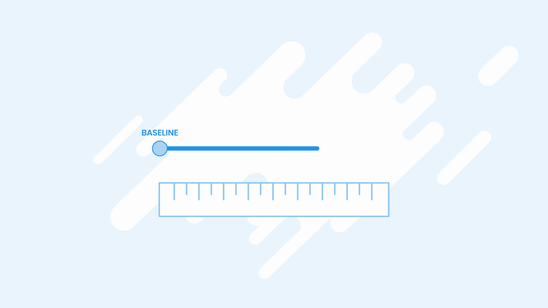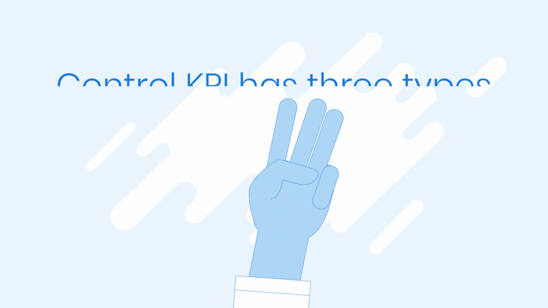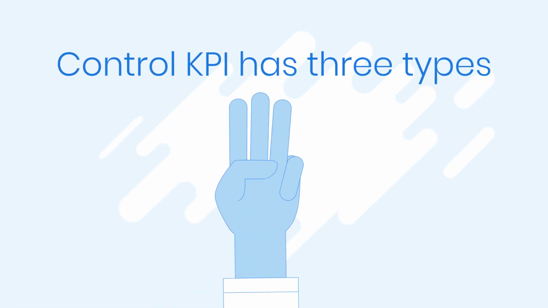In case you have a measurable key result, you need to make sure that a certain baseline is established. If it's not, use the baseline KPI key result. Then you can either aim to increase, decrease, or control it. Control KPI has three types you can choose from.